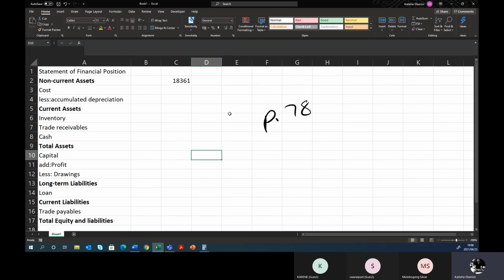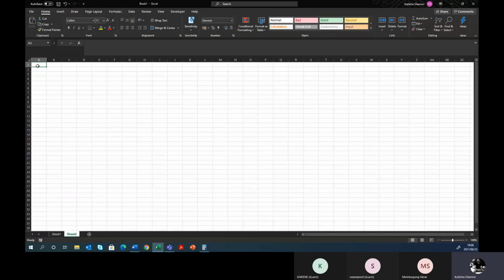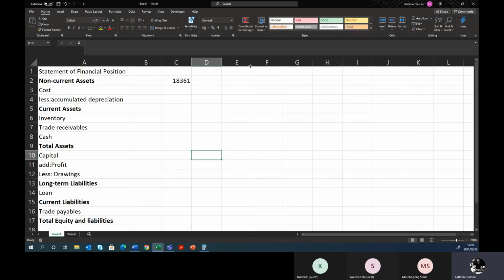So I'll draw my statement of profit and loss as well on the side here, so that I can just do that one as well. Give me a second. Okay. Like sales, revenue. No, I'm gonna put it on the same side actually, on the same sheet. Statement.